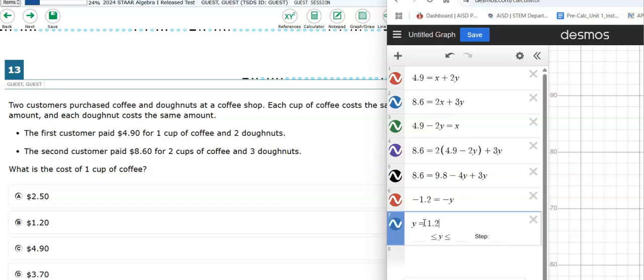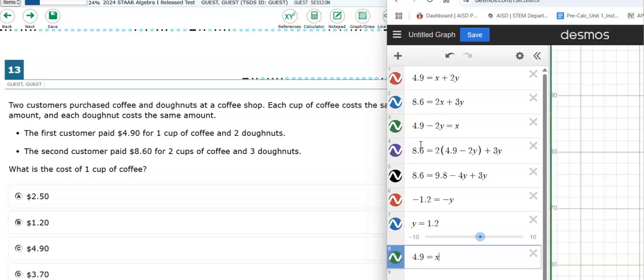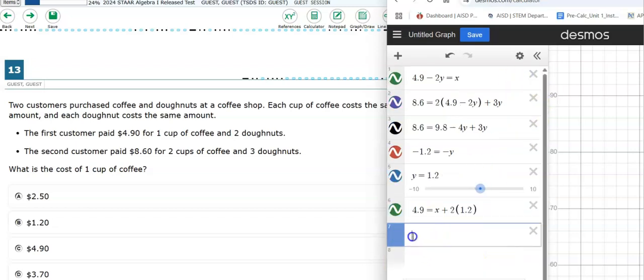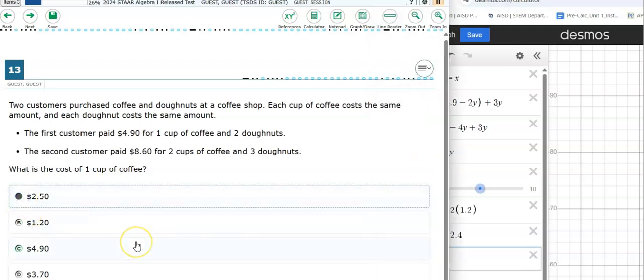Okay, now that I know Y is 1.2, I can plug that into the original equation up here. 4.9 equals X plus 2 times 1.2. All right, so running out. So let's just get rid of this stuff so I can go up here. All right, so 4.9 equals X plus 2.4. If I were to subtract 2.4 from both sides, I get 2.5 is X. And that brings us to the answer that 1 cup of coffee costs $2.50.